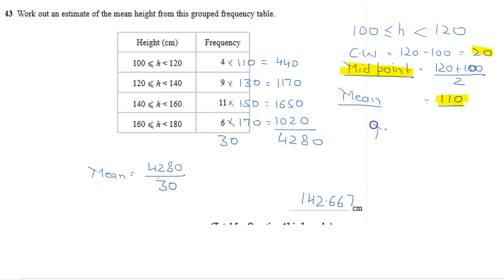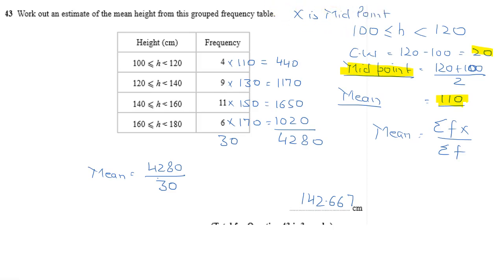So the mean is, always remember, sigma fx over sigma f. X is the midpoint. Most of the time students make mistakes here. They multiply by the class width to get the mean. For the mean, you have to get the midpoint. Always remember this.